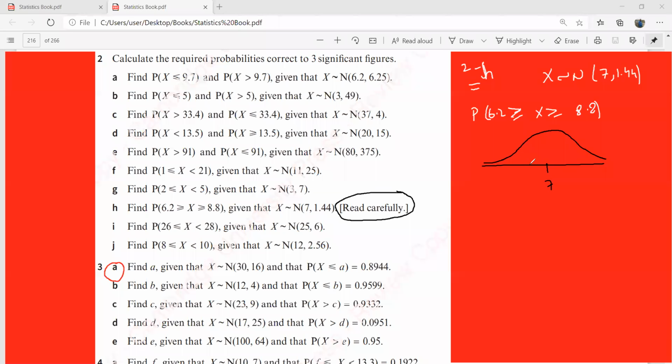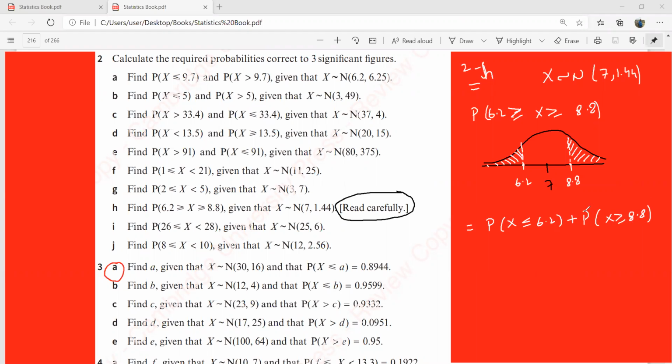and you have this 6.2 over here, and you have this 8.8 over here. By using this diagram, it will become really clear which area we are to find. It means X is less than this and X is more than this. So you can change your question into this: you find the probability X is less than or equal to 6.2 plus the probability X is greater than or equal to 8.8.